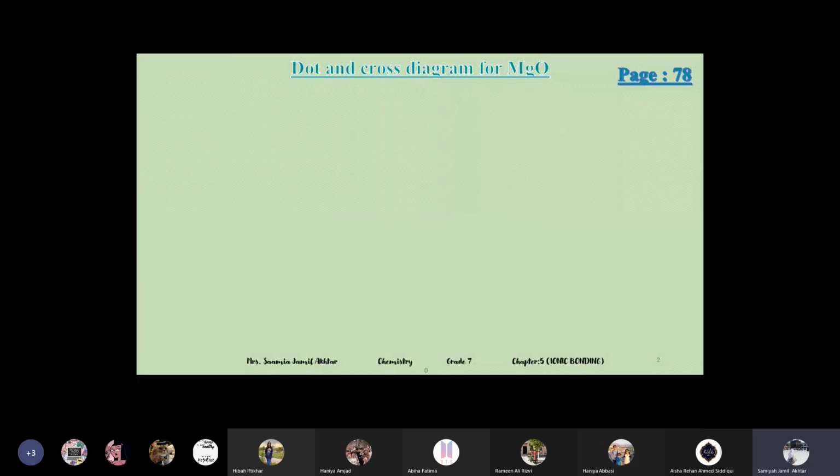Okay, magnesium oxide. This type of question will come in the exam: draw a dot and cross diagram for magnesium oxide. Only this will be written in front of you, and you have to draw the diagram by yourself. So how will you draw? First of all, you have to write how many electrons are present in magnesium and oxygen, because after seeing how many electrons are present and how many it can transfer, only then can you draw the diagram.